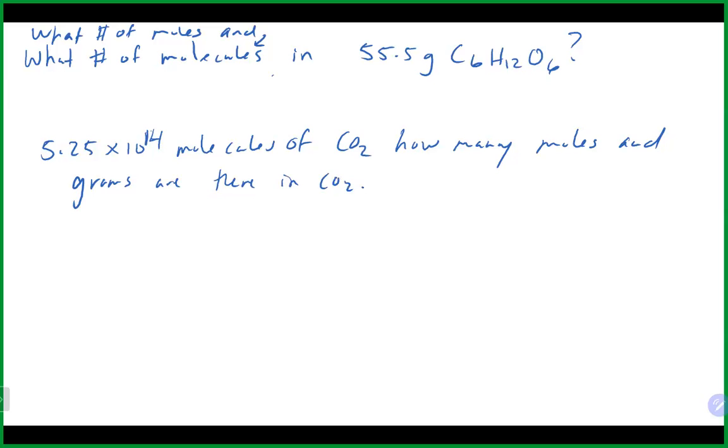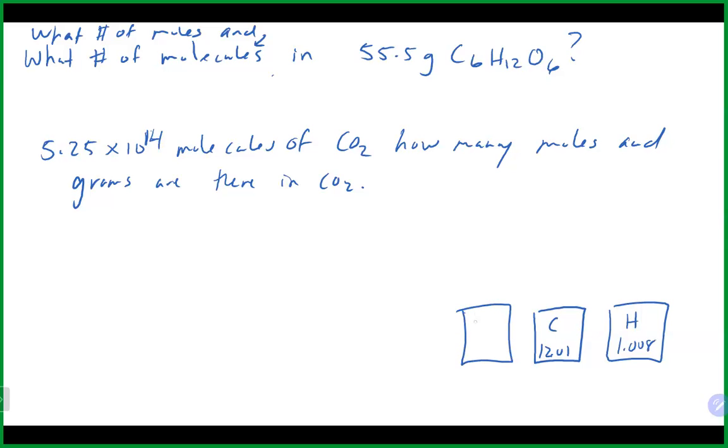All right, I'm going to try to look at the periodic table better this time and give you the right number that you see on the bottom there. Carbon should say 12.01. Hydrogen should say 1.008. Oxygen should say 16. And I think that's all you need. All right, give it a go. See what you come up with on each of these. First one, we're looking for moles and molecules. Second one, we're looking for moles and grams.